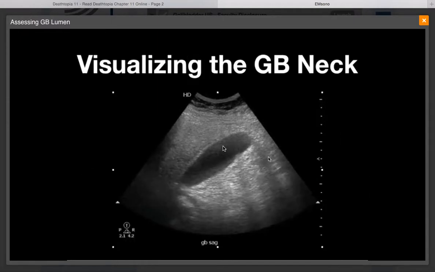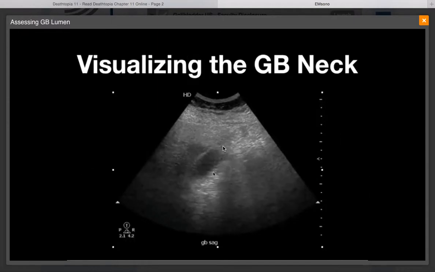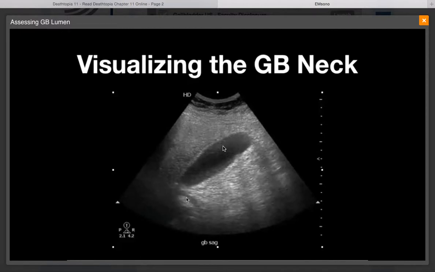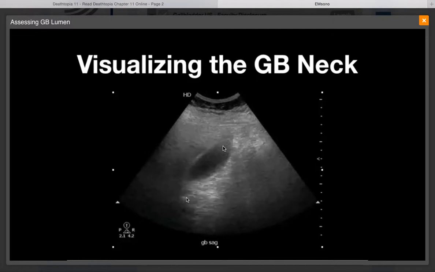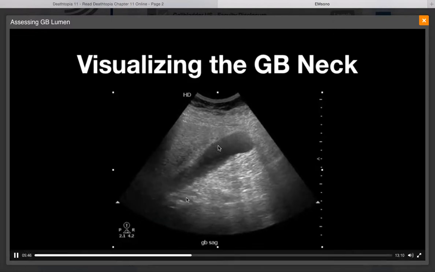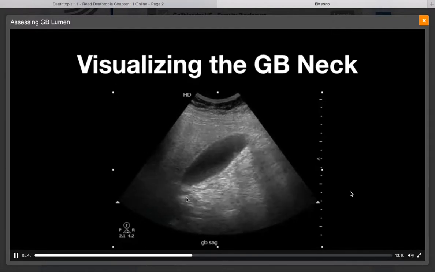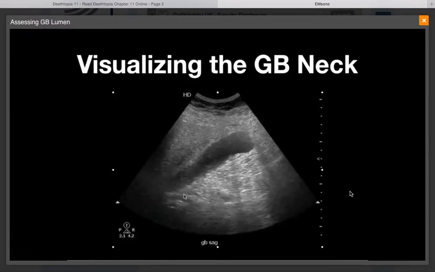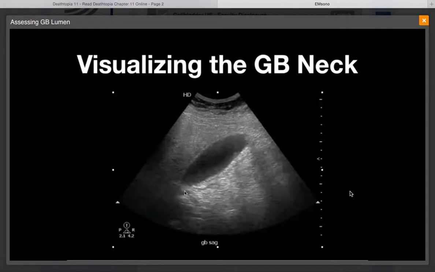As I've said, it's really essential that the gallbladder neck be visualized. This sagittal clip was obtained by a novice scanner, and they felt that it was an adequate scan of the gallbladder. However, the neck was not completely visualized, and this was a patient who did have a sonographic Murphy's.